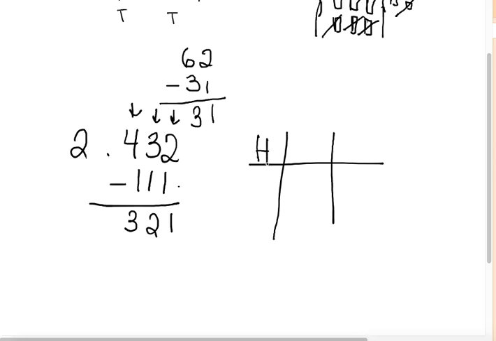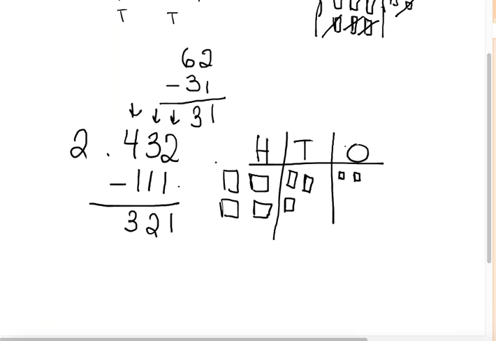We have hundreds, tens, and ones columns. So we have 400 tiles, 3 10 tiles, and 2 1 tiles. So again, we don't write down the second number or draw the second number because we're taking it away. So we start with our ones and we take away only 1.